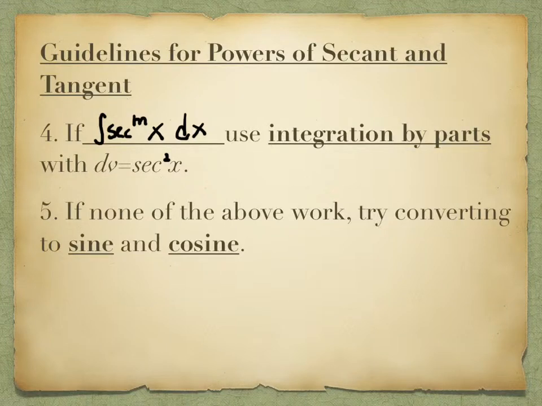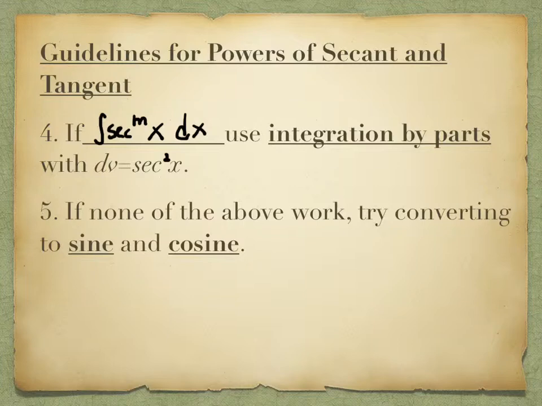Okay, so guideline number 4 talks about what happens if we only have secant in the problem. So if we have an integration of secant to the m of x, and in particular if that were an odd value for m, because if it were an even value for m, we could use step number 1, okay? So in particular, if this were an odd value for m, we can use integration by parts.